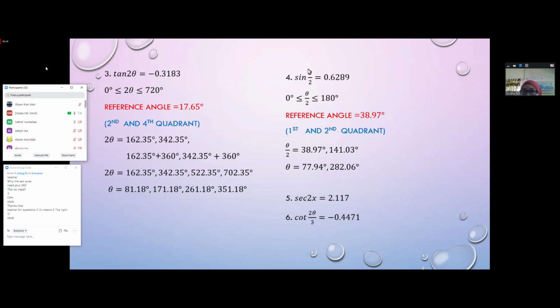Okay, any other question? Teacher, for secant, if you want to move it over, it becomes cos, right? 1 over cos 2x. Correct? 1 over cos, and then when the cos becomes the subject, it is 1 divided by 2.117. Correct? Okay. Cos 2x.